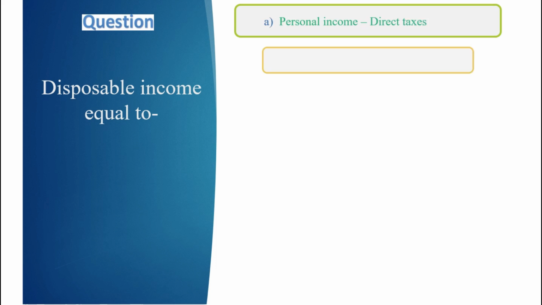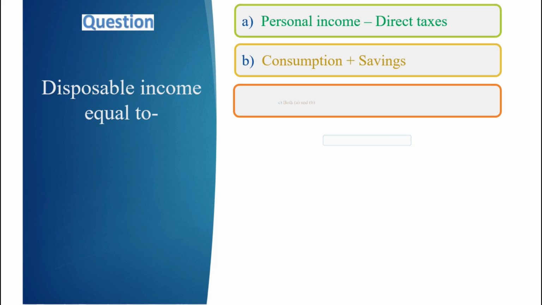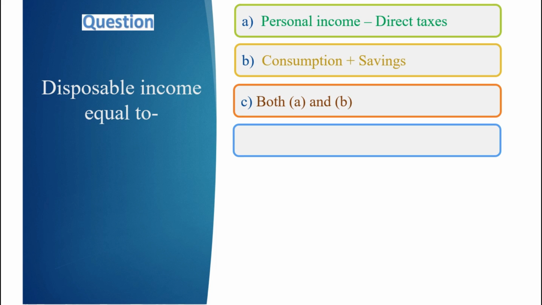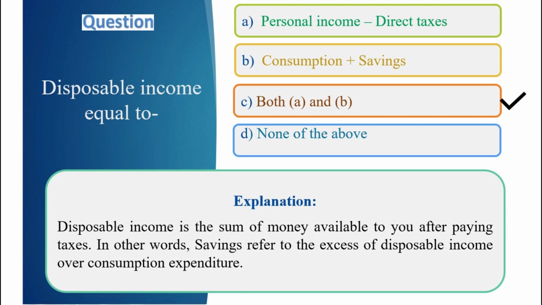Option number 1 is personal income minus direct taxes. Option number 2 is consumption plus saving. Option number 3 is both A and B, or option number 4 is none of the above. And the correct answer for this question is option number C, both A and B, because disposable income is the sum of money available to you after paying taxes. In other words, saving refers to the excess of disposable income over consumption expenditure.